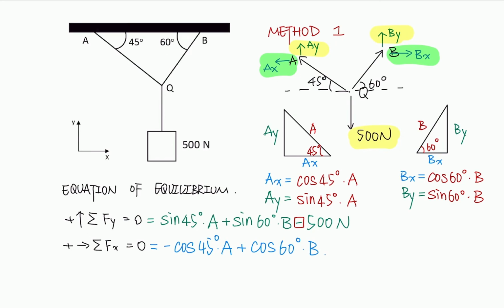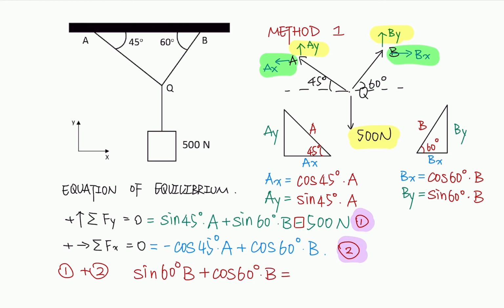And now we're going to label these 2 equations as 1 and 2. Add them together, and we will get sine 60 degrees times B plus cosine 60 degrees times B equals 500 newtons. Solving this equation, we'll get B equals 366 newtons. And plugging B into either equation 1 or 2, we will get A equals 259 newtons.